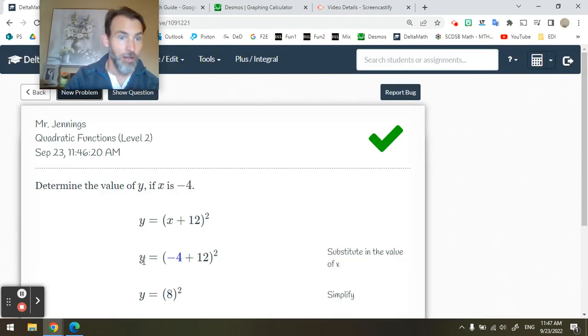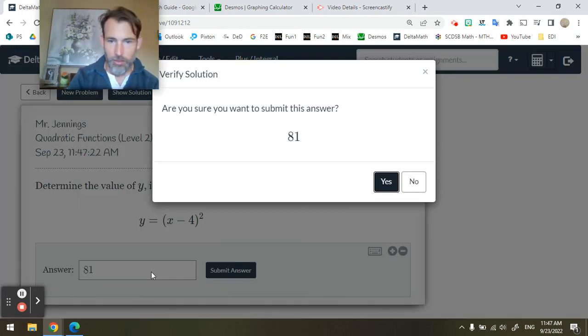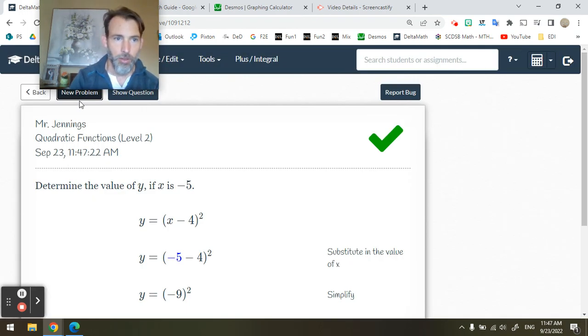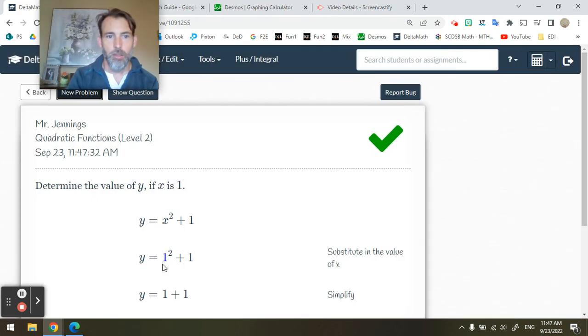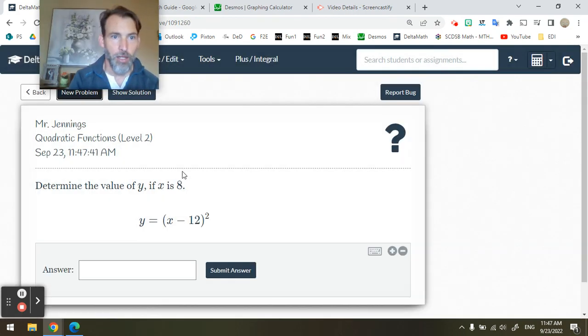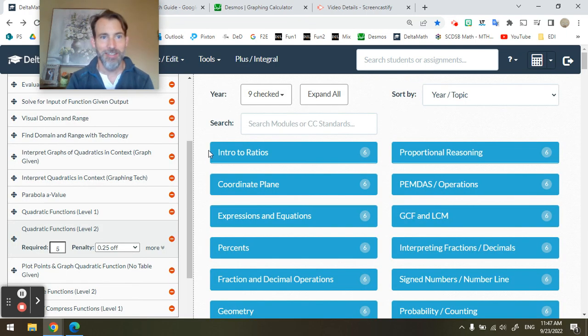Enter, enter. Hooray! Let's do one more. Otherwise I'll do a really short video. I'll do it in my head. This is negative 9 squared, which is 81. If x is 1, well, that's 1 squared is 1, plus 1 is 2. You could absolutely rattle off 15 of these. This is negative 4 squared, which is 16. Yay!